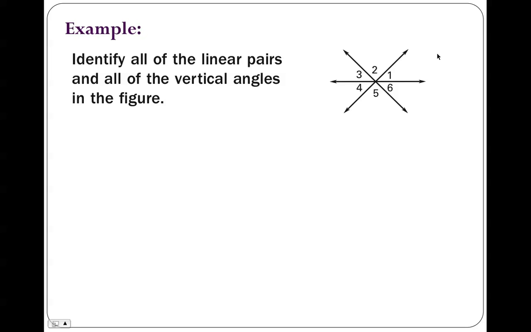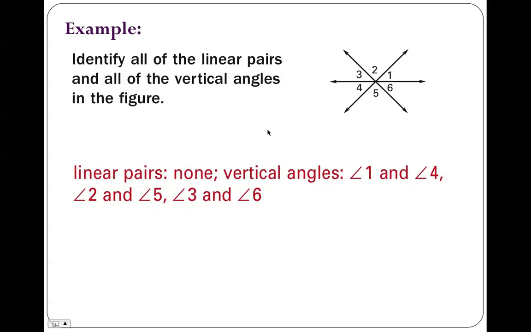But I want to point out something, so it can be a little tricky. 2 and 6 are not. 2 and 5 would have the exact same measure, but 2 and 6 would not. So take a look at this, copy it down, and name all of the vertical angles and name any linear pairs. And this is kind of a tricky question, and here's the answer.